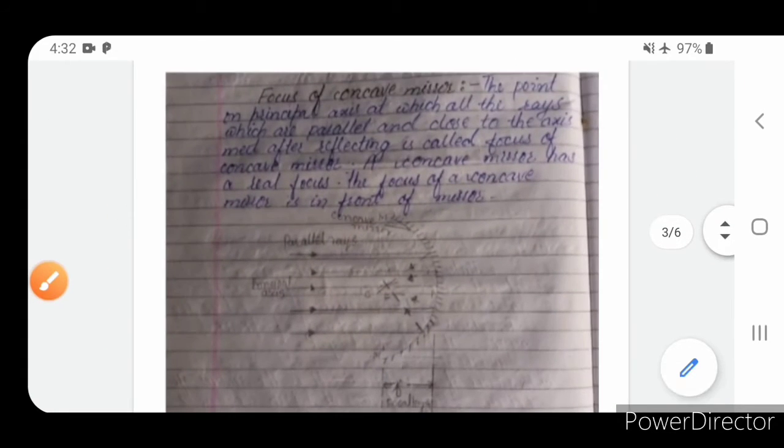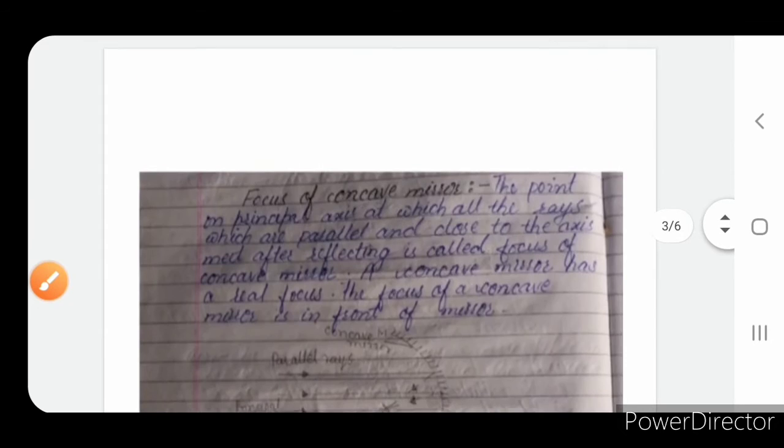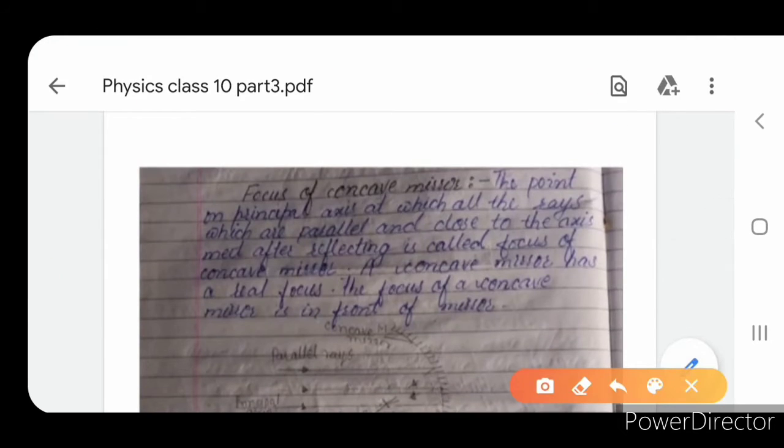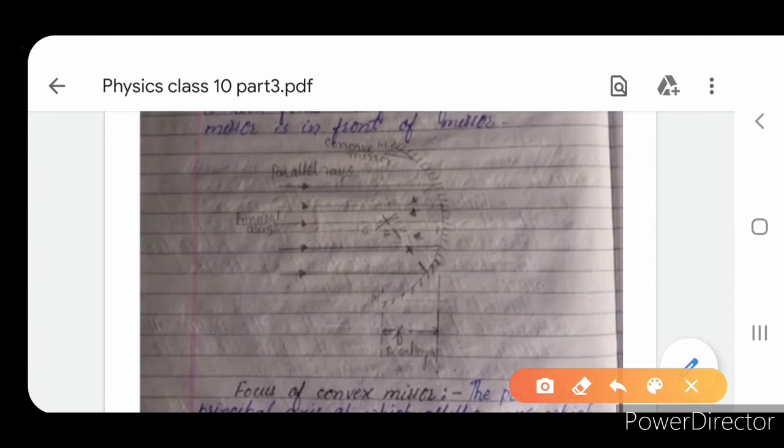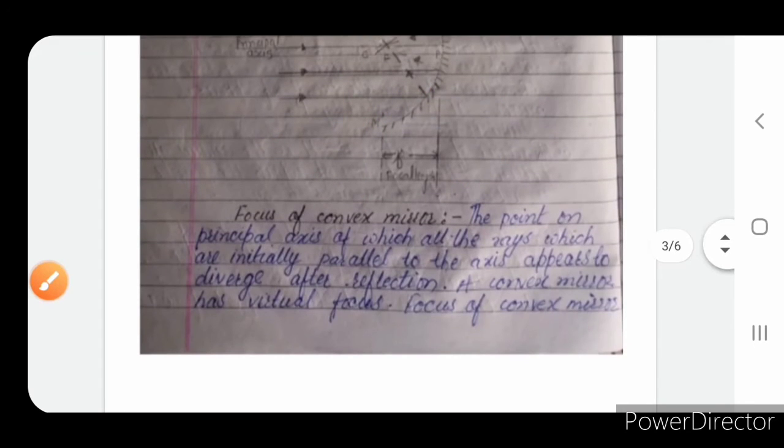So look here, the point on the principal axis at which all the rays which are parallel and close to the axis meet after reflection is called the focus of the concave mirror. A concave mirror has a real focus. The focus of a concave mirror is in front of the mirror. The distance between P and F is called the focal length, denoted by a small f.